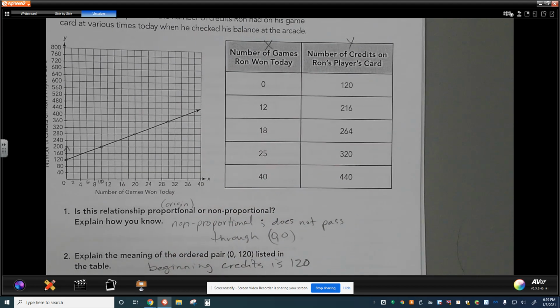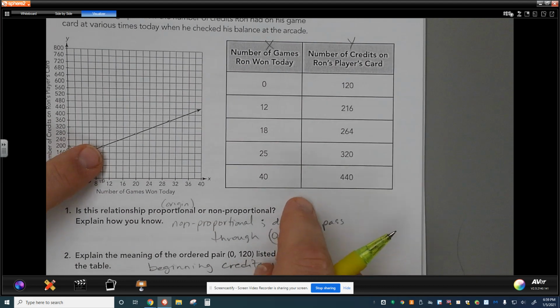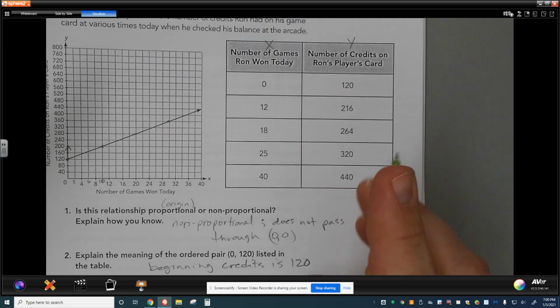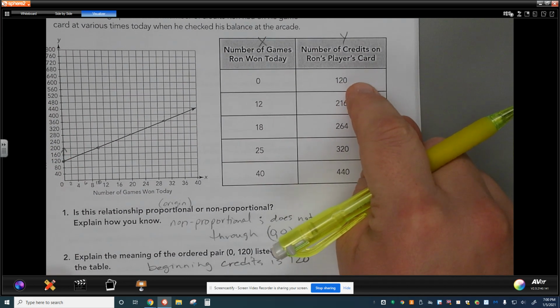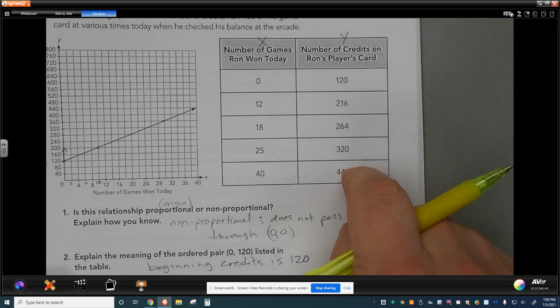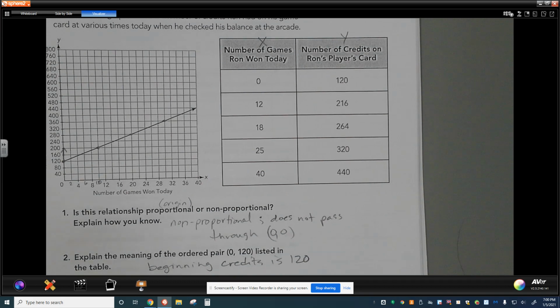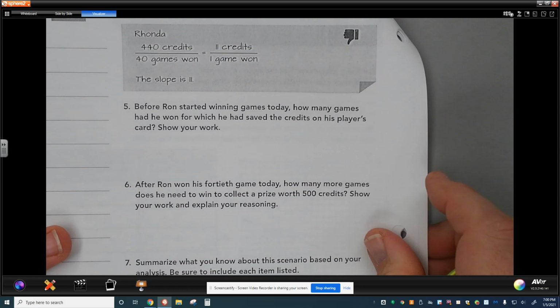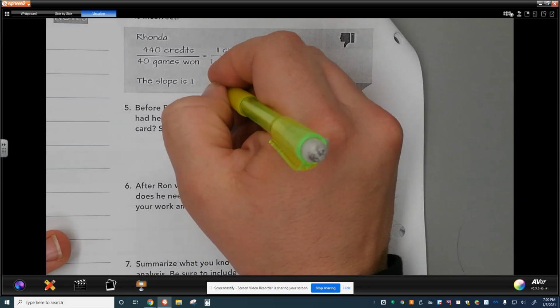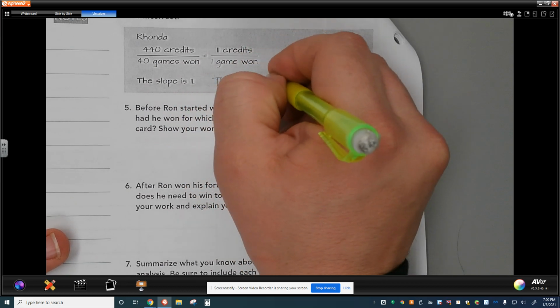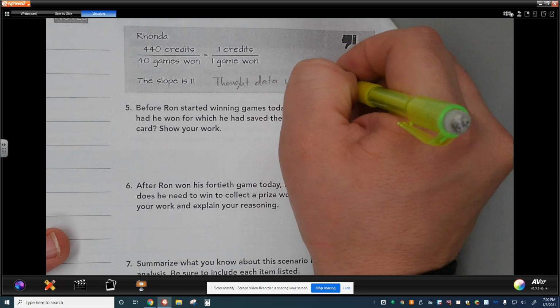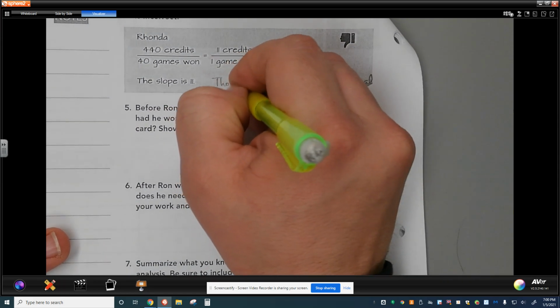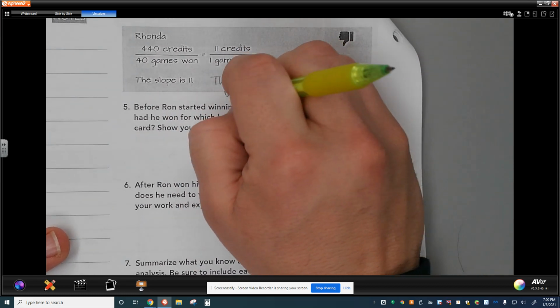I think the issue is right here: Rhonda believes that this is a proportional relationship. Rhonda has forgotten that Ron didn't start out with 0 credits. He started out with 120. And so she simply did a y divided by x, assuming that these data were proportional. And the problem is that they're not proportional because the information does not pass through the origin. Plain and simple. Rhonda is wrong because she thought that this was a proportional relationship. Not true. Okay? She thought the data was proportional, but it's not.